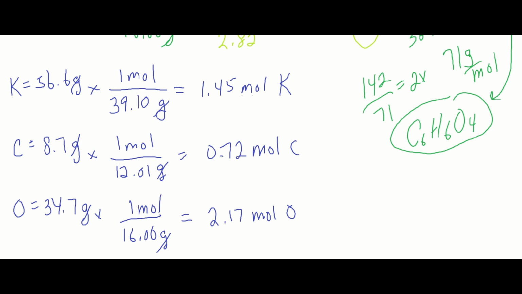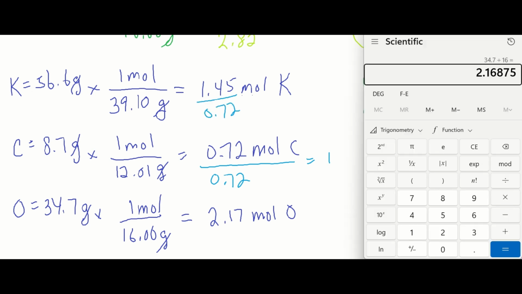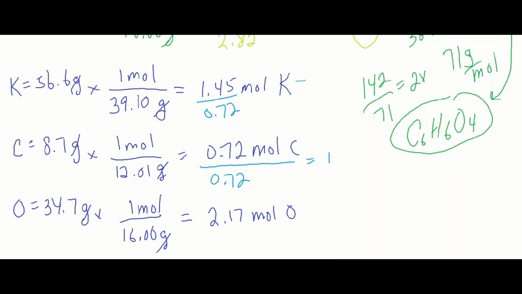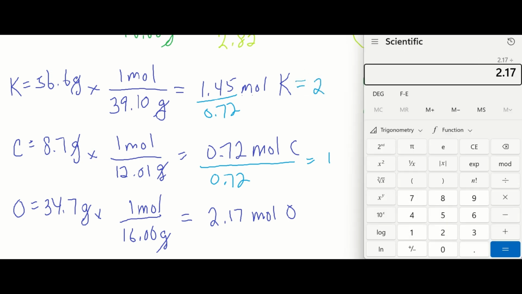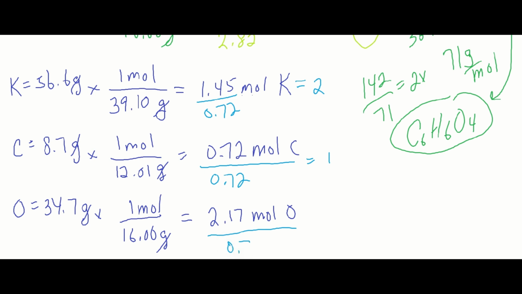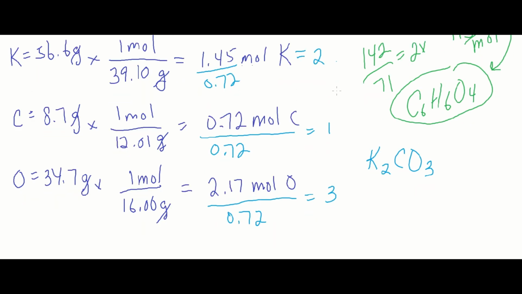So carbon has its lowest result, so we're going to see how many times that goes into each of the results, including itself, because that's going to at least guarantee one of the decimals disappears. So at this point, we're left with whole numbers. So this is the empirical formula. K2CO3.